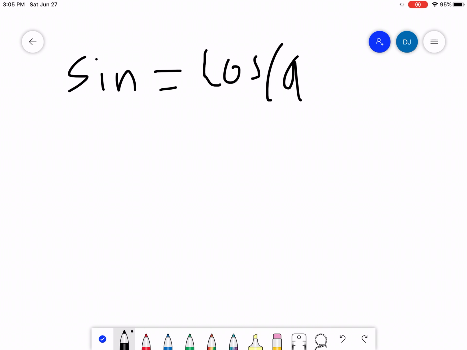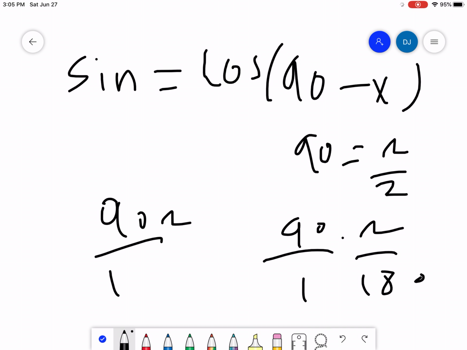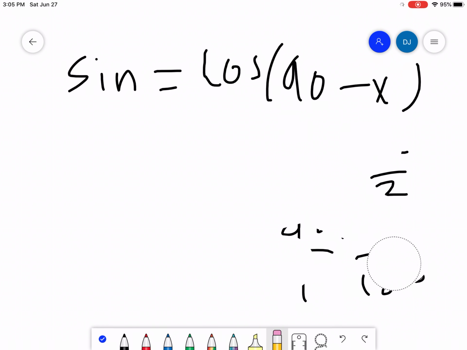of 90 minus x. 90 degrees also equals pi over 2 in radians, because if we wanted to convert it, we can just multiply it by pi over 180, and then we could simply cancel out the degrees and write it as 90 pi over 180, or pi over 2. So note that it can also be pi over 2 in radians. But how do we prove why this identity is true?